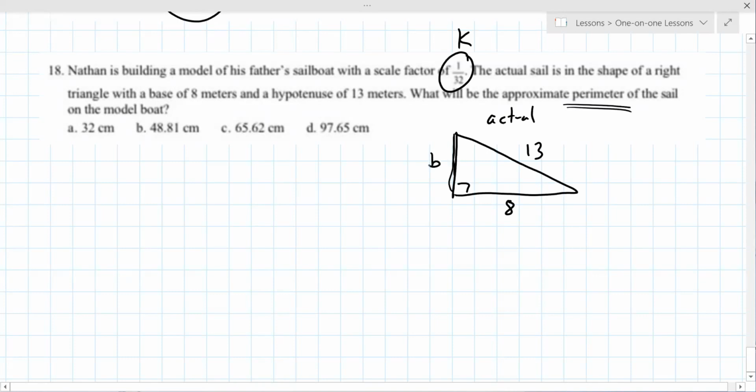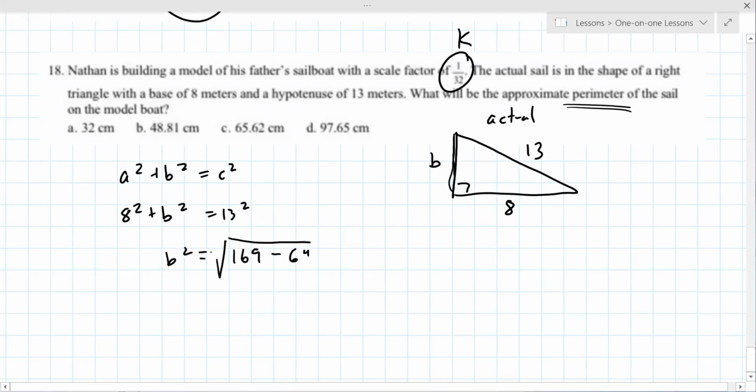I'll call this b. How do we find the third side of a right triangle? Pythagorean Theorem, right? So we have 8 squared plus b squared equals 13 squared. So b squared ends up equaling 169 minus 64, and then you take the square root of that. I'm shortcutting a little bit of the steps here. 105. The square root of 105 is b.